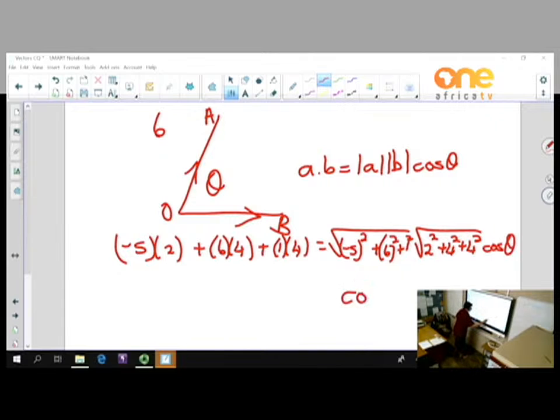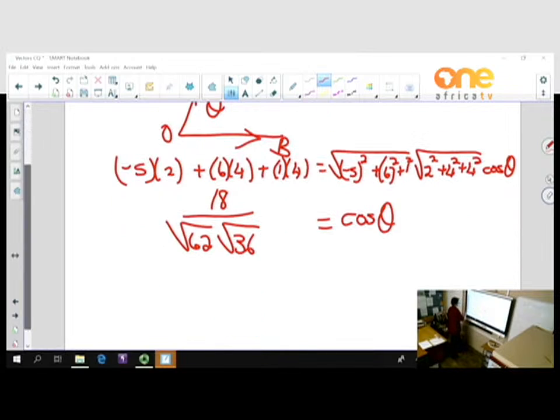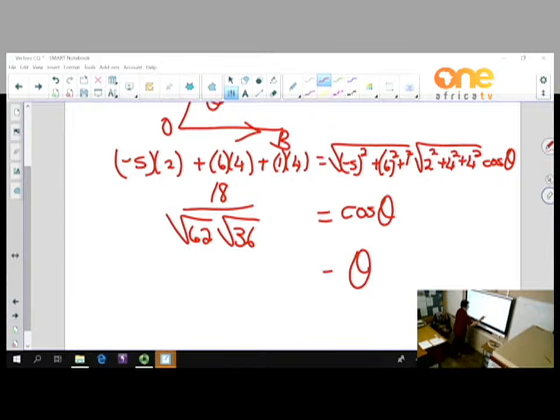So then cosine theta is equal to, right, so now we get the three values there. This is 18. This is the square root of 62, the square root of 36, and second function cosine, the size of your angle, my angle is 67.6 degrees. Angles usually to 1 decimal place, but read the question. Sometimes they say to the nearest degree.